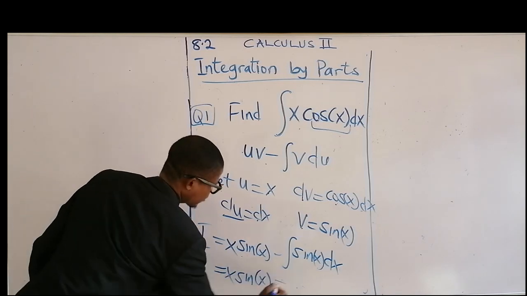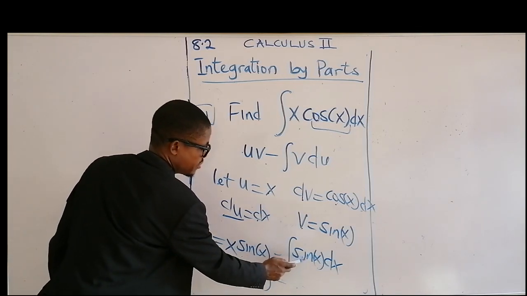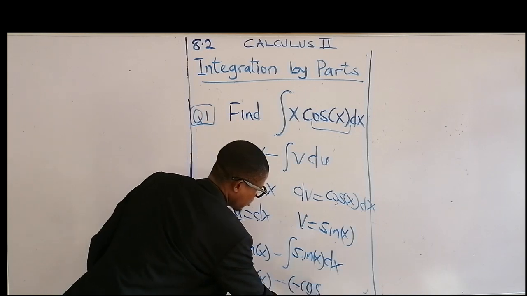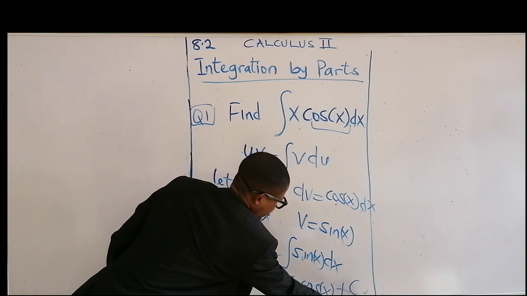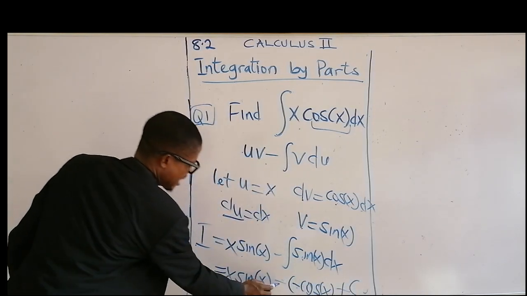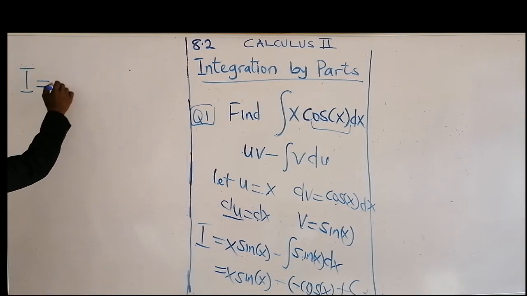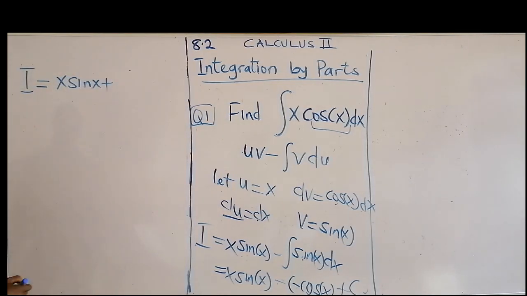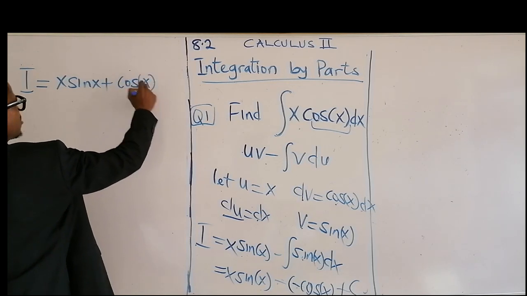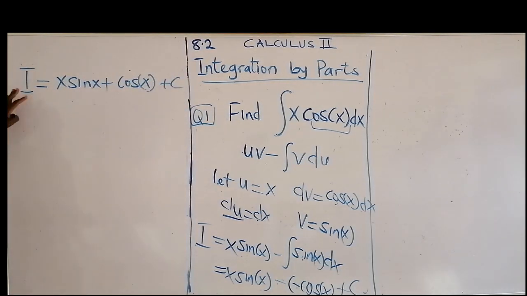So on the final note, my answer will be x sin x minus the integral of sin x. If you integrate this one, that's minus cos x. So minus, that becomes plus. Your final answer will be equal to x sin x plus cos x plus c. So that's your answer for the first question.